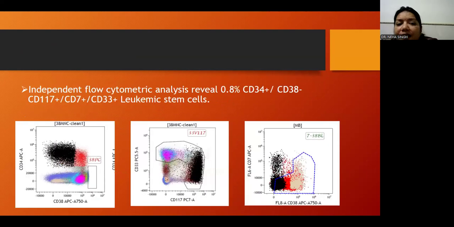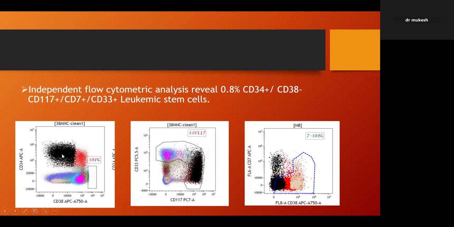So, we have this habit of putting a flow in almost all our cases if possible financially. This flow cytometry in this case showed 0.8% CD34 positive, CD38 negative, CD33 positive, CD117 positive, and CD7 subset positive blasts.